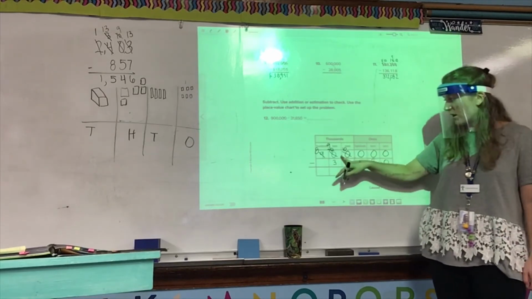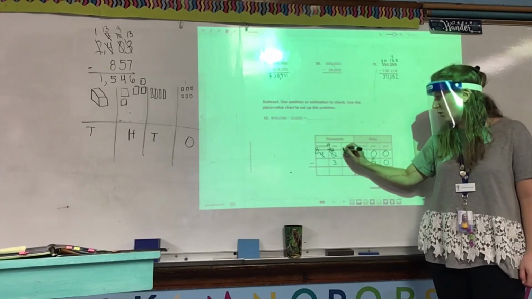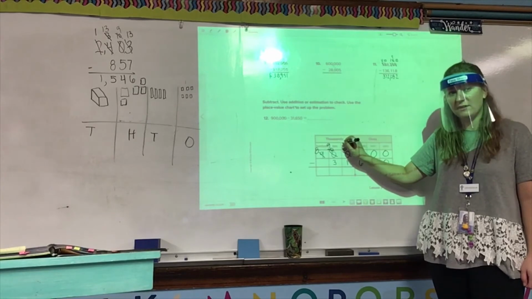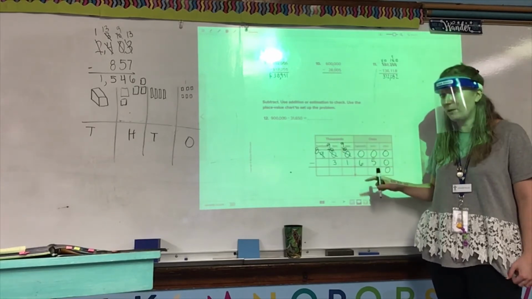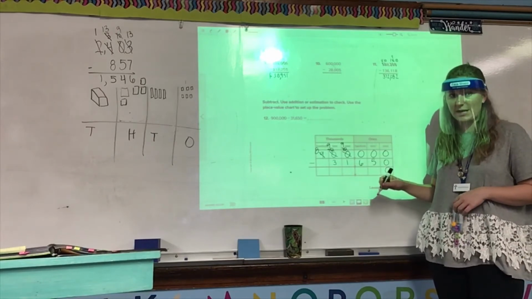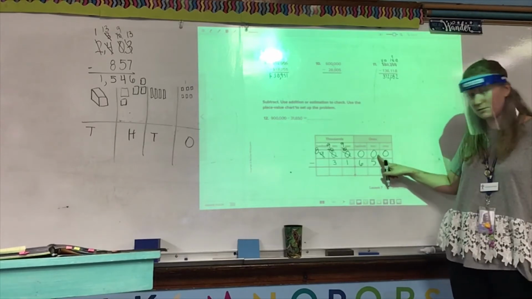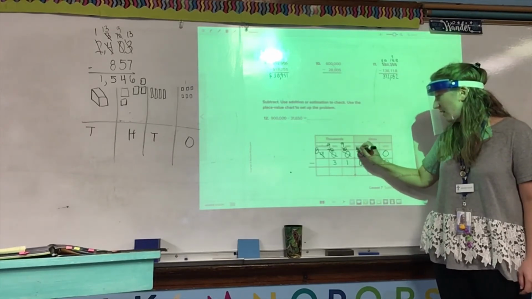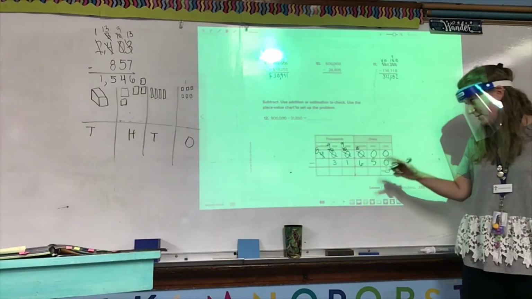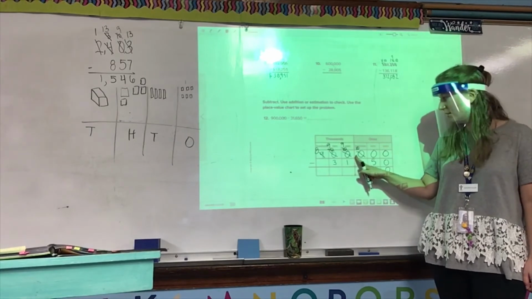So I have to take 1 away from the thousands place. So if I take 1,000 out of 10, how many do I have left? 9. And what do I do with that 1,000? I regroup it, or I turn it into 10 hundreds. Can I take 5 10 rods away? No. So now I have to take 1 away from the hundreds.